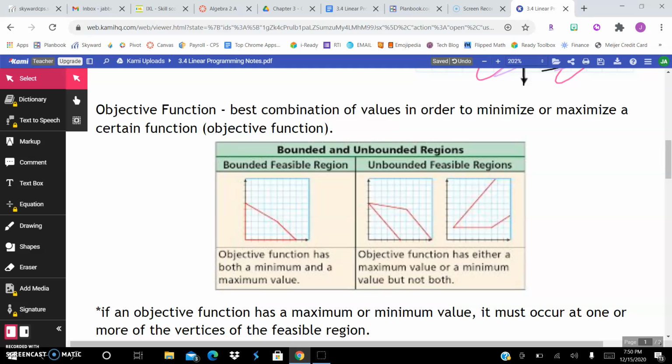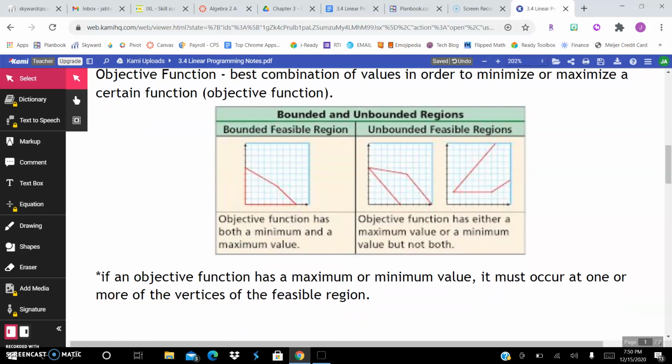Now we have an objective function, and that is the best combination of values in order to minimize or maximize a certain function, which is that objective function. So we're going to talk about that in a little bit here. We have these pictures here of bounded and unbounded regions.